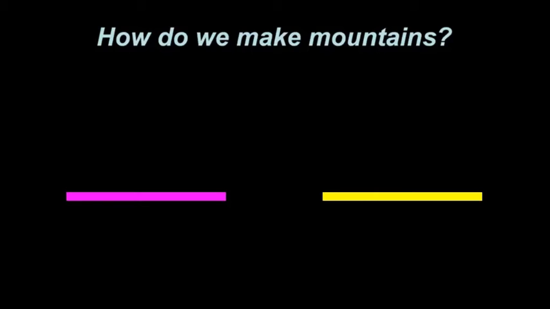Once again, how do we make mountains? A few different ways, but the simplest, easiest way to showcase is two plates colliding with each other. One plate's going to be forced underneath the other, and thus we're going to get something called folding or subduction, in which we have landform change.